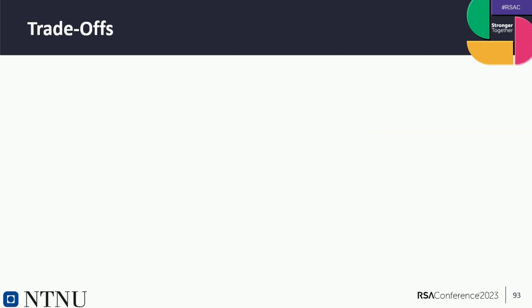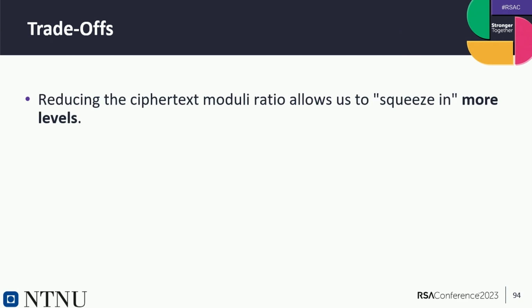So now, how does this lead to trade-offs? Well, I already said we can do either or. So when would we like to do either, or when would we like to do the other? Reducing the ciphertext moduli ratio essentially allows us, for the same bit size of the top modulus, like in the pink diagram that I had before, to just squeeze in more ciphertext moduli in between, and therefore have more levels, which would allow us to evaluate deeper circuits, essentially.